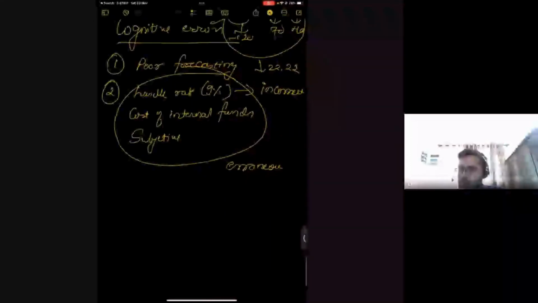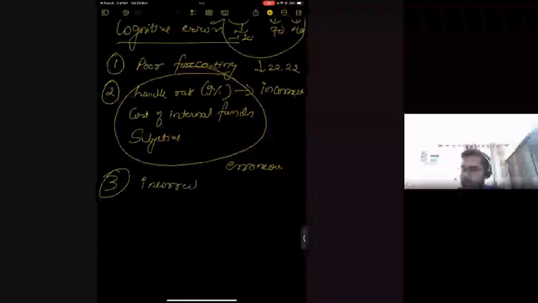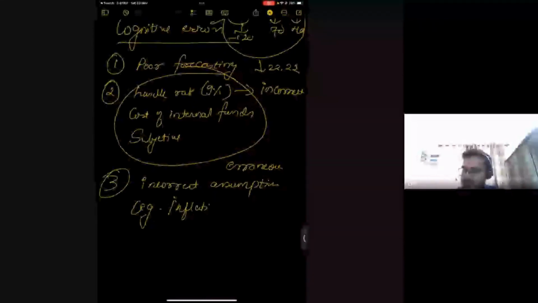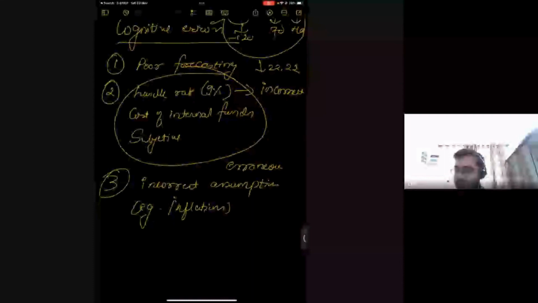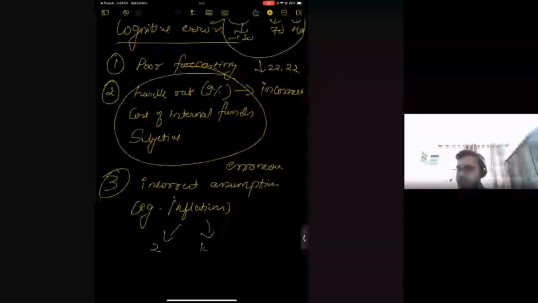And the third factor which comes together with this is incorrect assumptions. For example, inflation. Your other assumptions which you put within your numbers can also be wrong. So first one is you forecast poorly. Second one is the rate of return with which you discount can be wrong. Third one is certain other assumptions, for example, the amount of inflation that you incorporate within your calculation, or some other growth assumption, any other assumption which you incorporate within your calculation can be far from reality. You assume an inflation of 2%, it turns out to be 10%.